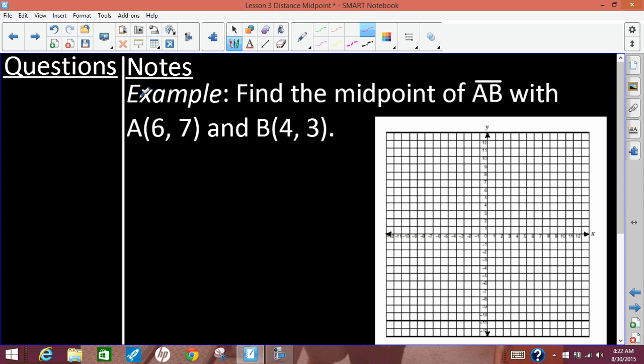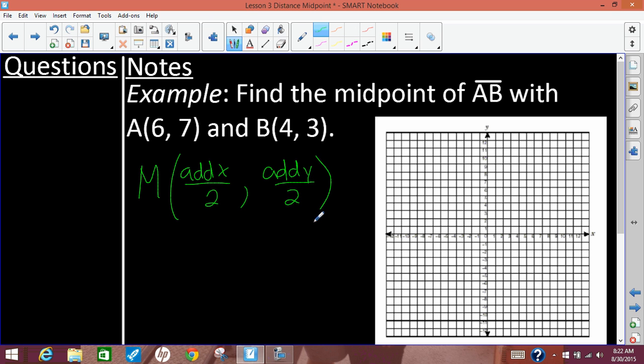So I have my points A and B. Again, we're going to find the midpoint of segment AB, and if you want to, you can graph it. So I'm going to start with my formula. No equal sign. This is the name of the midpoint, M. We're going to add the x's, divide by 2, comma. We're going to add the y's, divide by 2. So my x's are 6 and 4. My y's are 7 and 3.